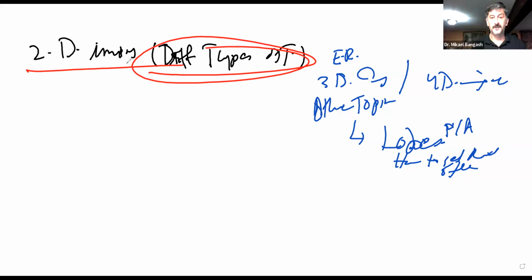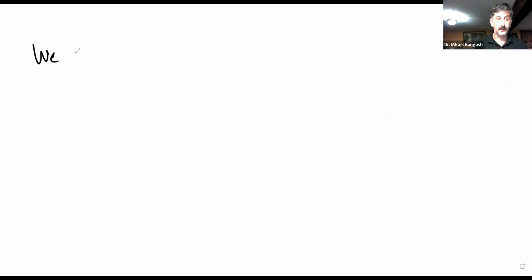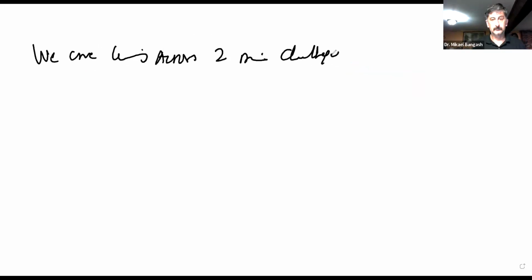Now, first of all, to create a 2D image, we are coming across two main challenges in creating 2D images. The first challenge is that sound waves travel in straight lines.